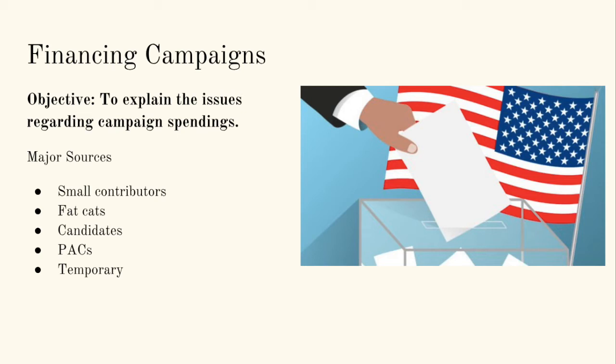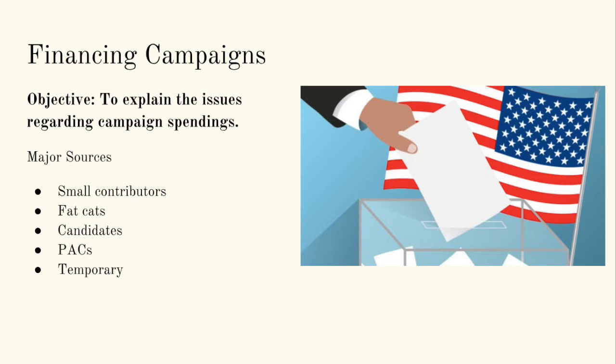Financing campaigns is a big part of campaigning for the presidential election, and the objective is to explain the issues regarding campaign spending. And the major sources of financial support they get are small contributors, fat cats, candidates, PACs, and temporary.